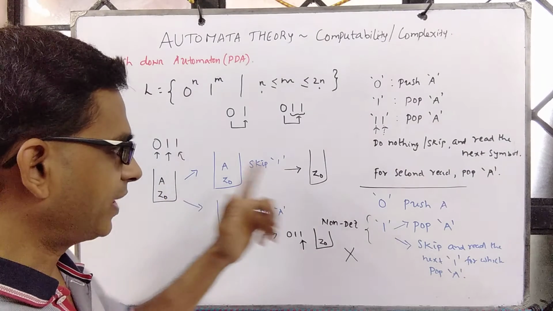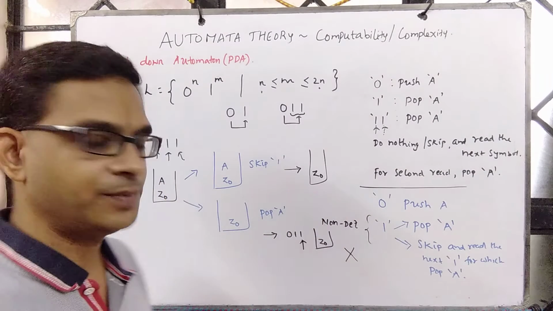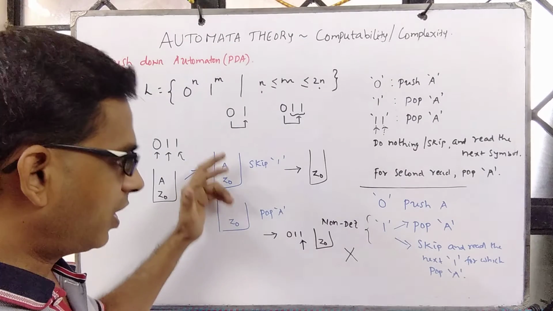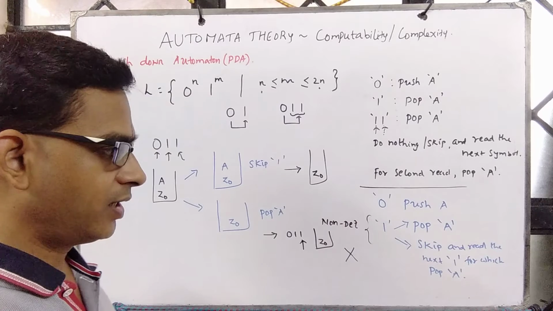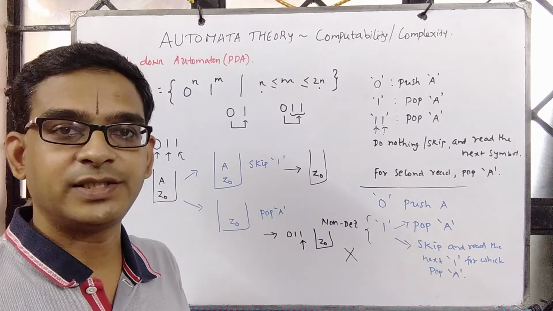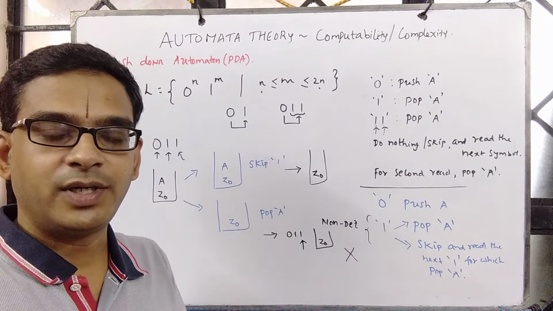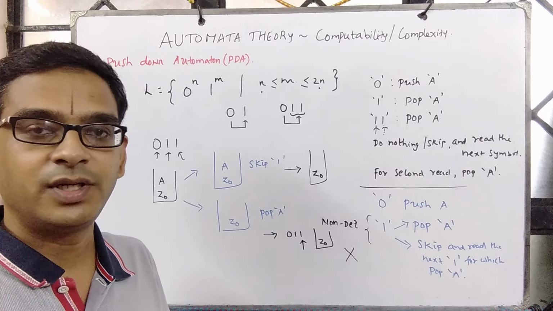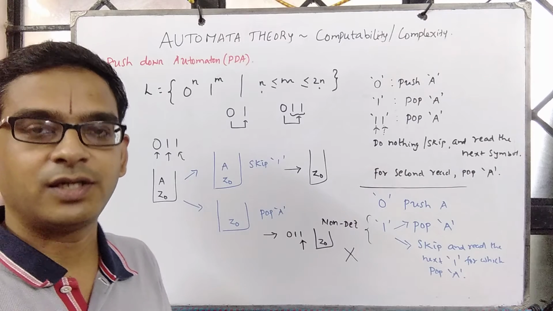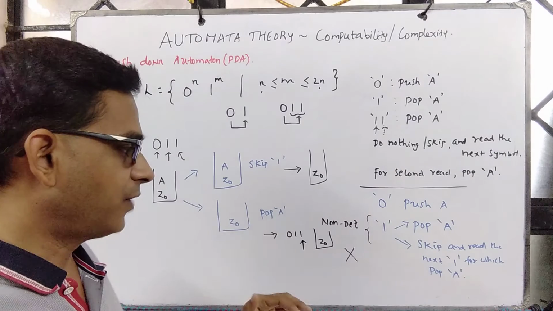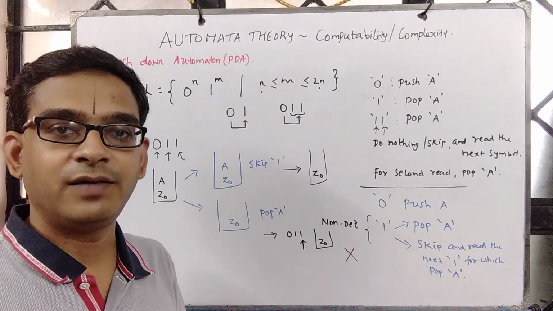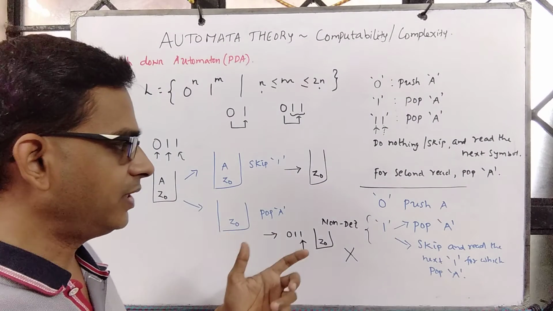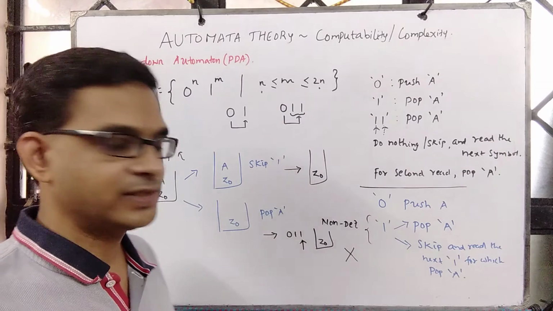If at least one branch takes us to the accept state, we accept the string. If all branches say the configuration is incomplete, input tape is not empty, or stack is not empty, or both, then we reject those branches. If all of them are incomplete, then we reject such a string. Let's look at one more example, and then we formally describe the machine.